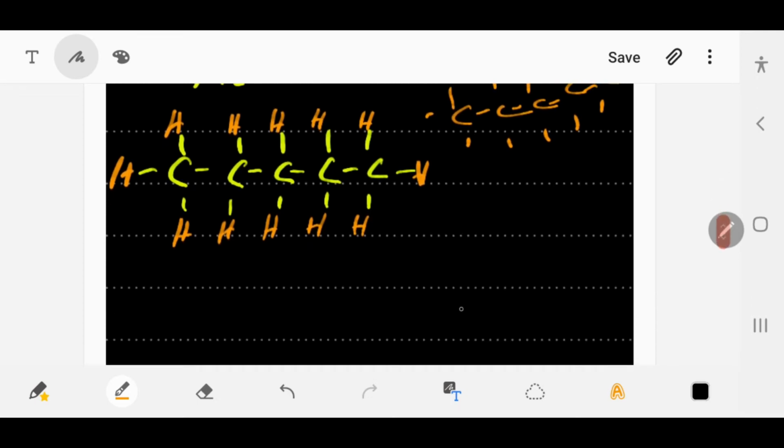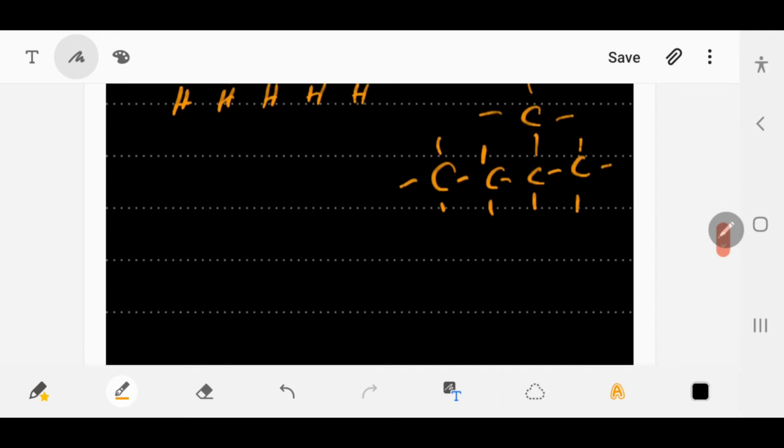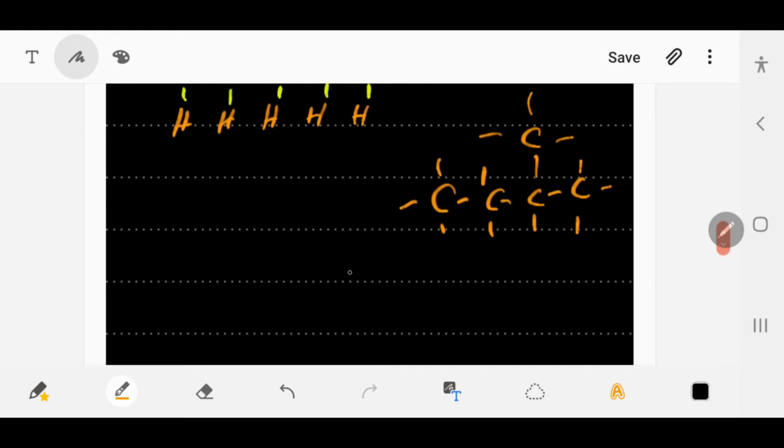Or we can draw 1, 2, 3, 4. We can put the carbon atom here to have this compound. So this is a second isomer. Or what if we put 1, 2, 3, 4.